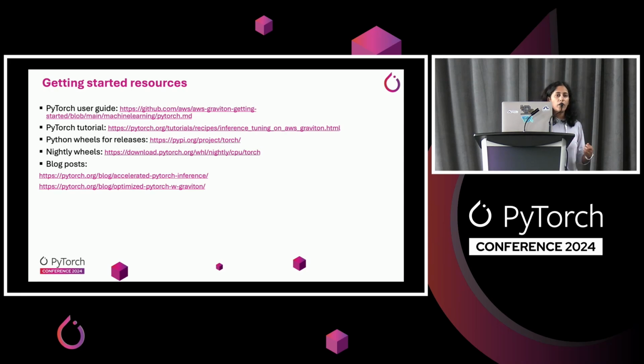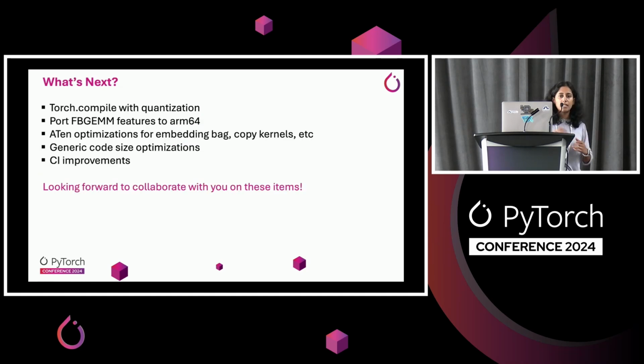Of course, we have come a long way in the last 2 years, but we still have scope for improving the performance further. So here are some of the items which we see at this point. For example, Torch compile optimizations with quantized kernels, porting FBGEMM features for ARM64, optimizing embedding bag and copy kernels further, and also on the CI front, adding more unit tests and keeping them healthy. So these are some of the items I have here, and I'm very much looking forward to collaborating with the community on most of these items.